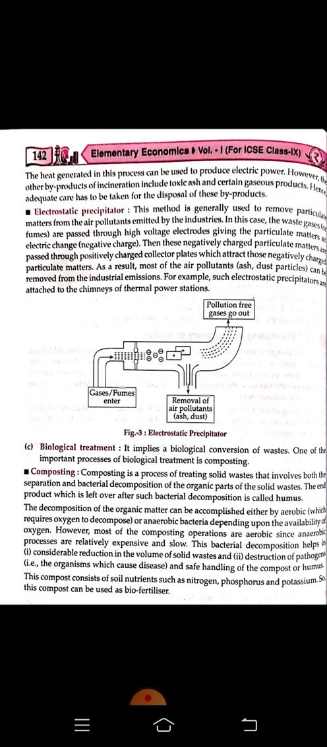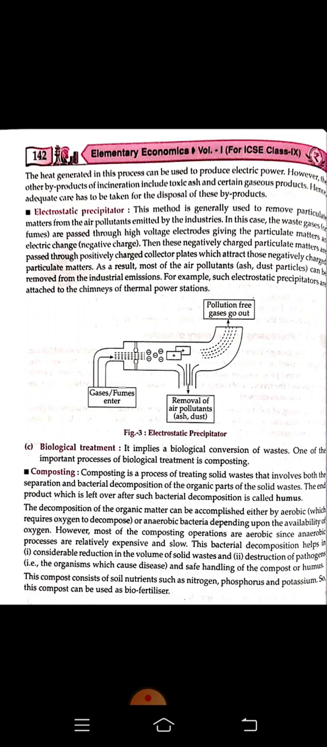Then this negatively charged particulate matter is passed through positively charged collector plates, which attract this negatively charged particulate matter. As a result, most of the air pollutants such as ash and dust particles can be removed from the industrial emissions. So next we are having the biological treatment.